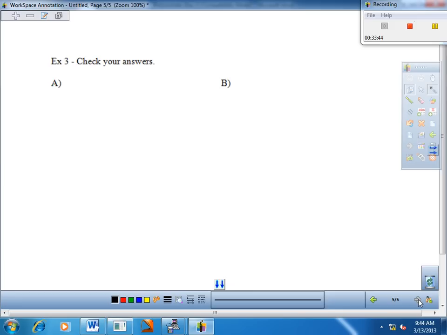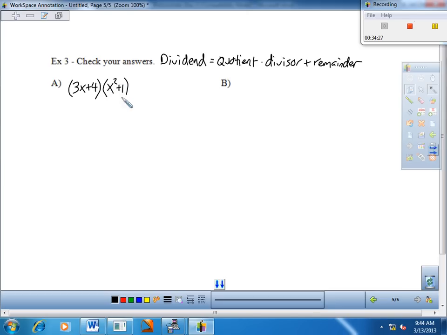So remember the idea. Dividend, let me just write it one more time here, is equal to the quotient times the divisor plus the remainder. So it does say check your answers here. Let's do it at least once, and we can kind of go from there. So let's go for it. Here we go. I don't mind doing it one time with you. So quotient for letter A was 3x plus 4. Divisor was x squared plus 1. And the remainder was -2x plus 3.